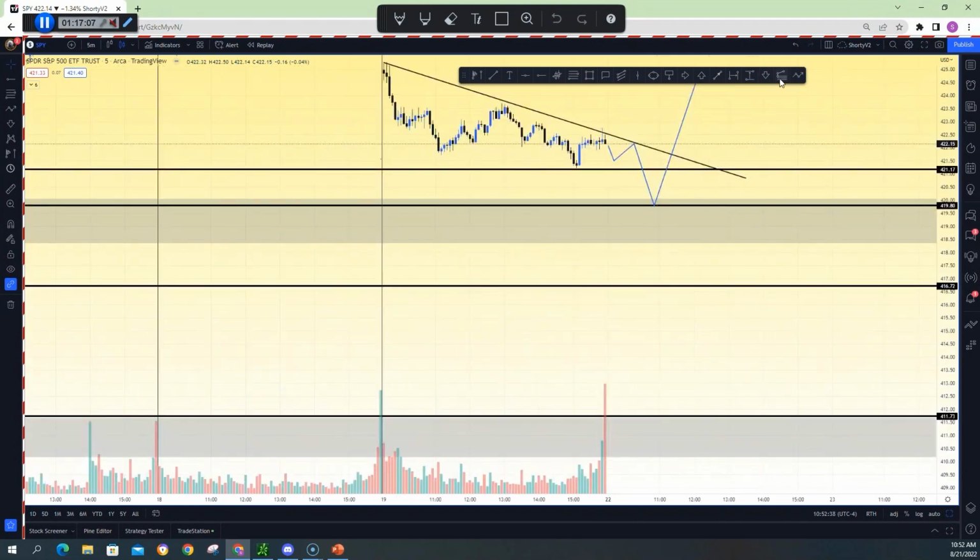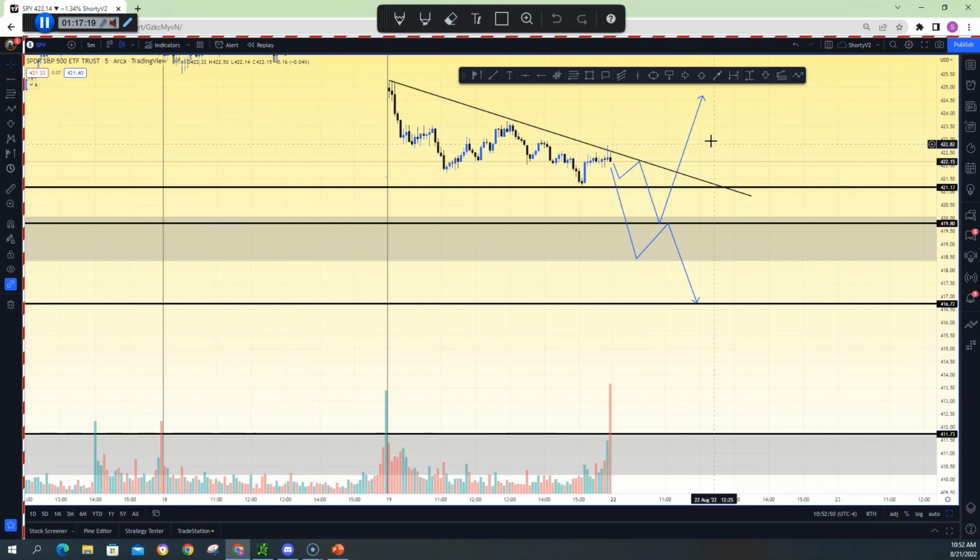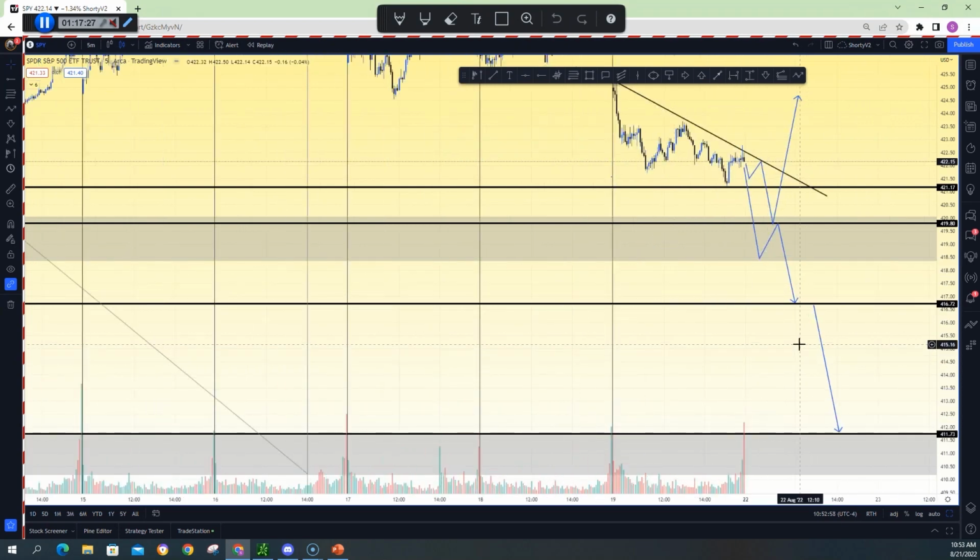If we open below it, as we talked about earlier, let's say we open here and you come back here, this is a good shorting opportunity. Then you short it all the way to 416.72. And then, obviously, if we break this, this is what it will look like. It'll just open up really quickly to the downside.